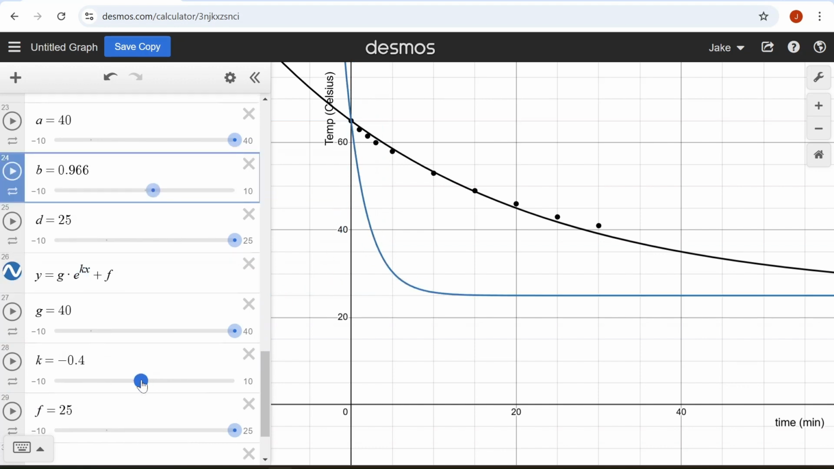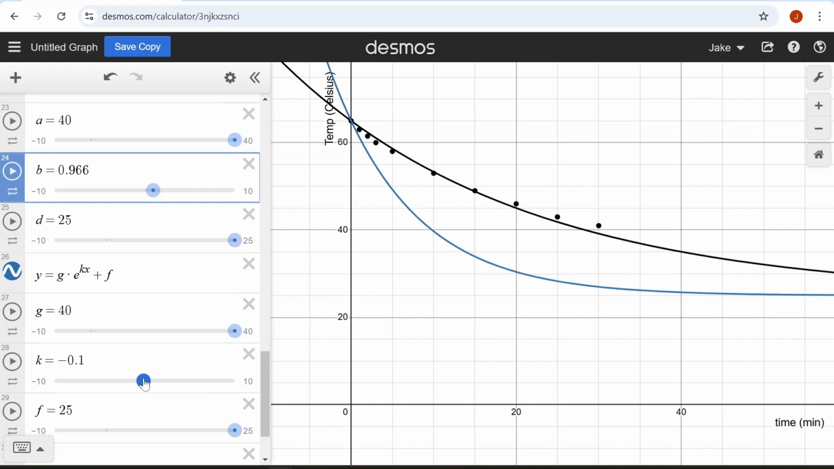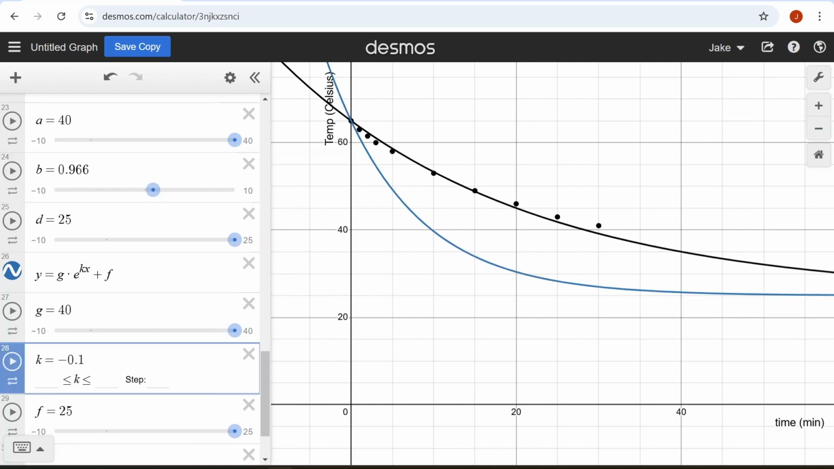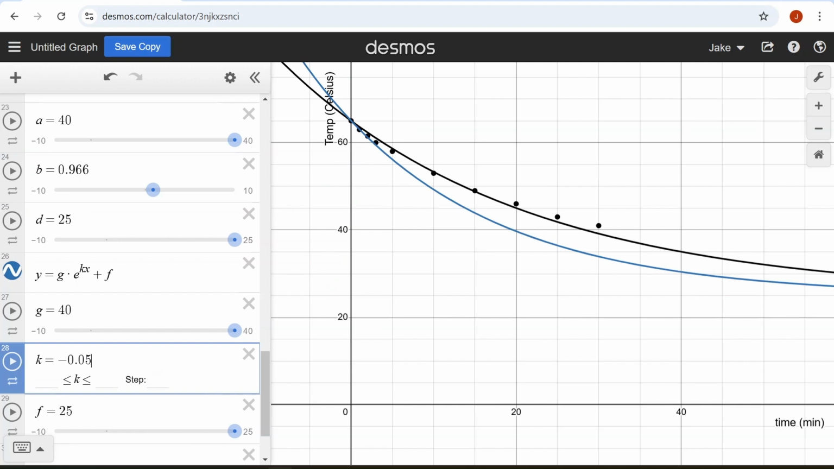So if K was maybe negative there, then I'm starting to get the K. So let's try something like negative 0.05, and that's looking pretty good. And negative 0.02, 0.03, 0.04, maybe 0.035. Something like that is going to be a really good K value.